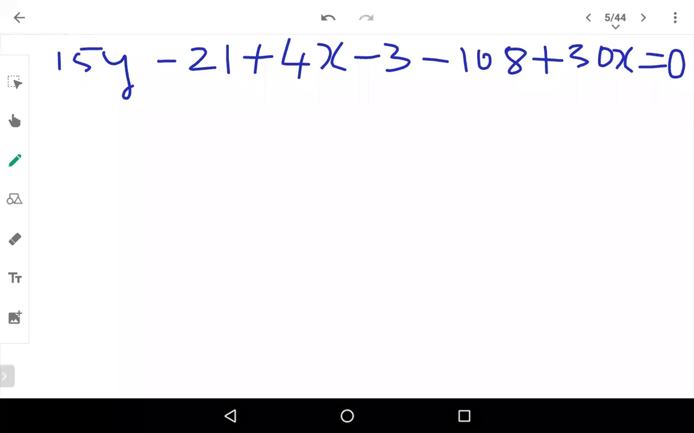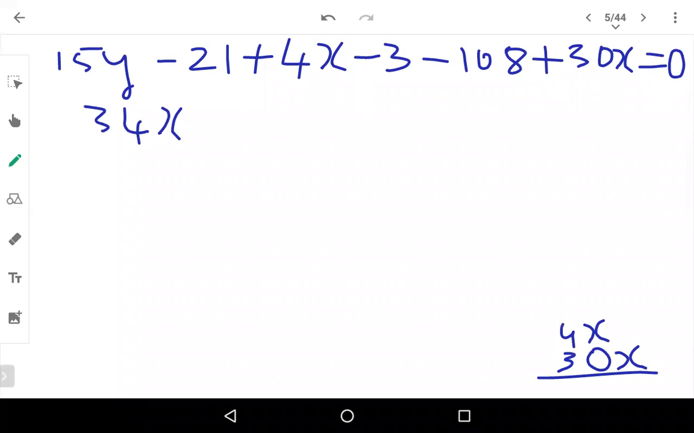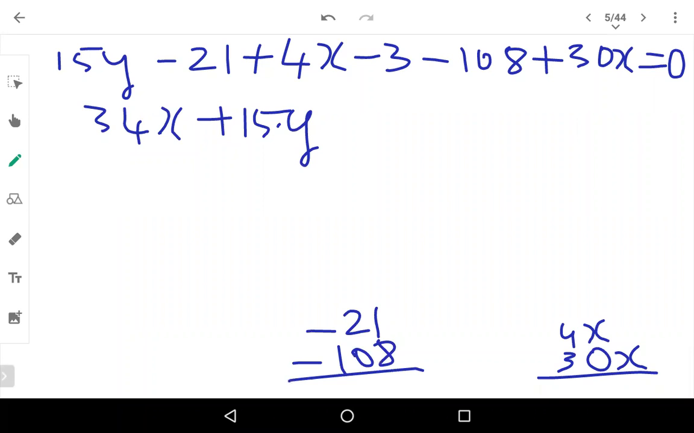Now let us do the simplification. All x in one place. So you have 4x and 30x. So that will give you 34x. Next, in case of y, we only have 15y which is remaining with us. So plus 15y. Now when it comes to constant, we have minus 21 minus 108. So how much do you get? 21 and 108. How much do you get? Is that the only numbers or do we have any other number left?